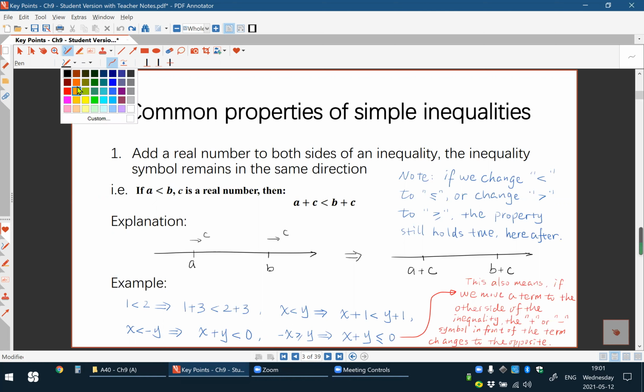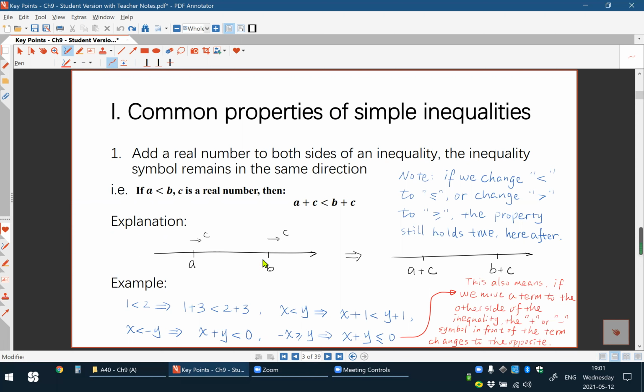Okay, first property is add a real number to both sides of an inequality. The inequality symbol remains in the same direction. In other words, if we have A is smaller than B and C is a real number, then A plus C is smaller than B plus C. Right? This is not very difficult to understand.